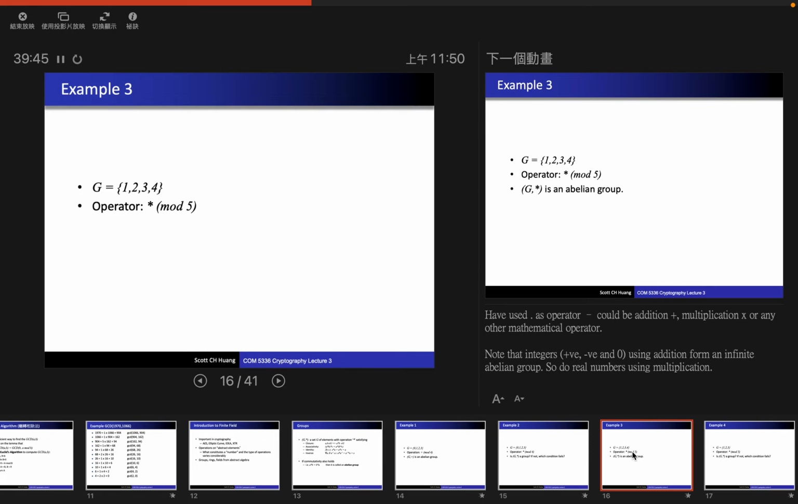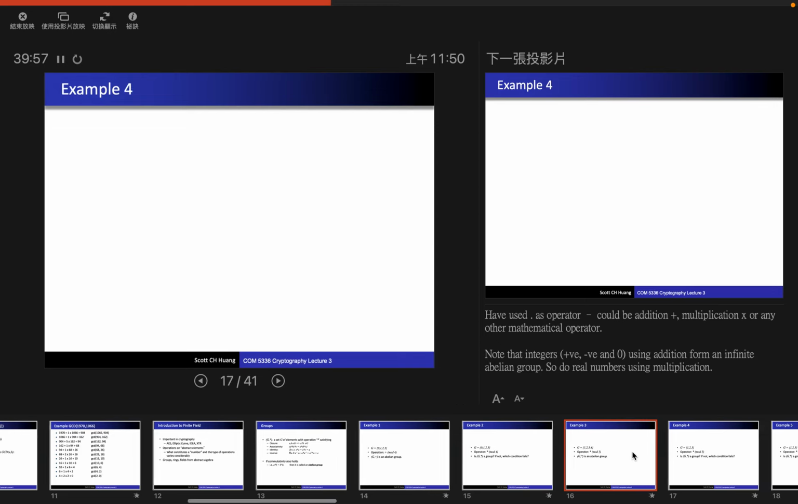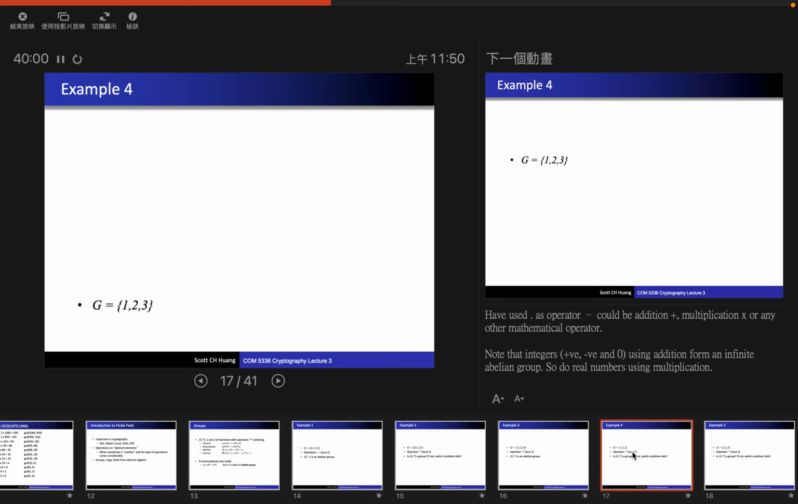So G3 is satisfied. So it's actually a group, not just that, because commutativity also holds. So it's an abelian group. Another example. Let's take a look at 1, 2, 3. This is G, and the operator is mod 5. Is this a group?